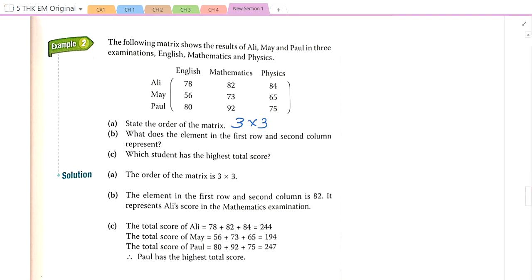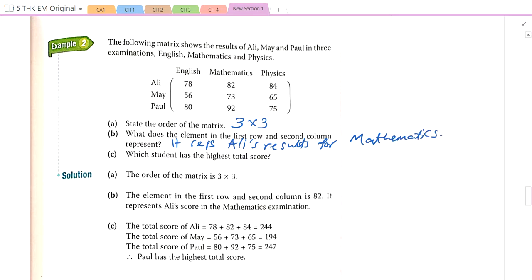What does the element in the first row and second column represent? Okay, part B, how do we answer this? First row, second column. Okay, what does it represent? It represents Ali's results for mathematics.